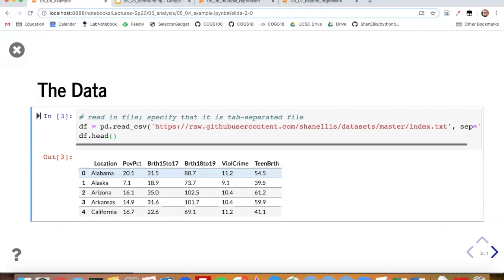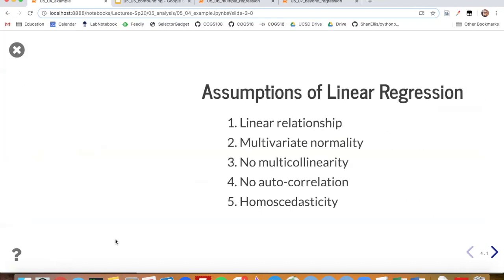So we can look across the columns, see we have some information about location. We have poverty percentage. We then have birth rate 15 to 17, birth rate 18 to 19, violent crime, and then overall teen birth rate. So there in the teen birth rate, it doesn't break it down by age. And then you have these 2 columns that break it down by age. Each row appears to be a different state. So we have a few pieces of information here.